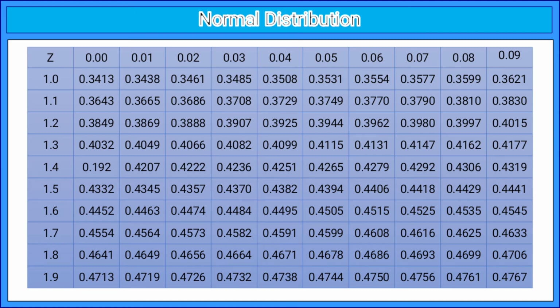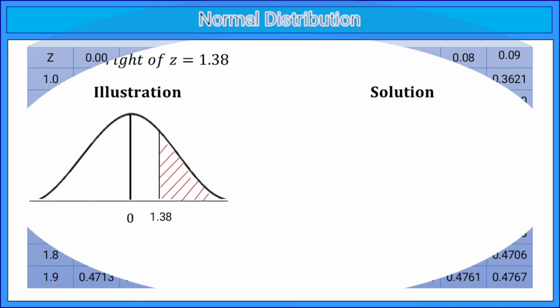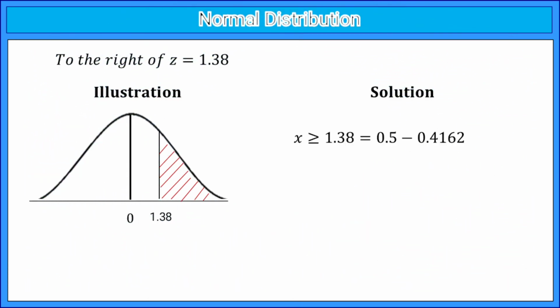Let's take a look at where 1.38 lies. We have 1.3 and 0.08, and we go across here. It means our value from the standard normal distribution table is 0.4162. Let me erase this and put it here. We are going to subtract this from 0.5 because we are just using half of the normal distribution illustration, or diagram.